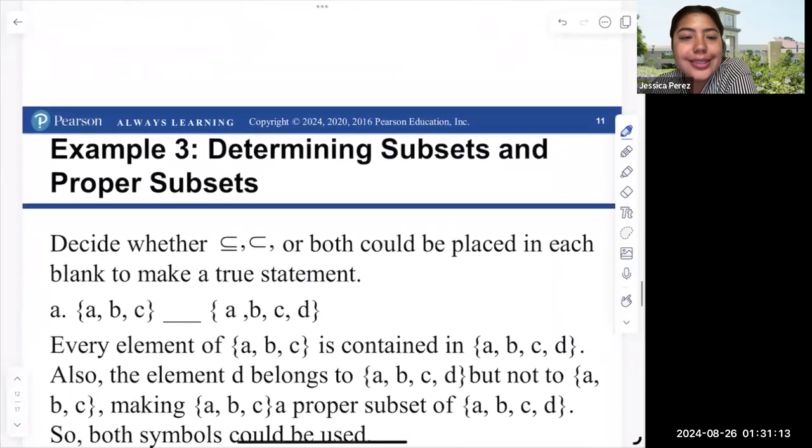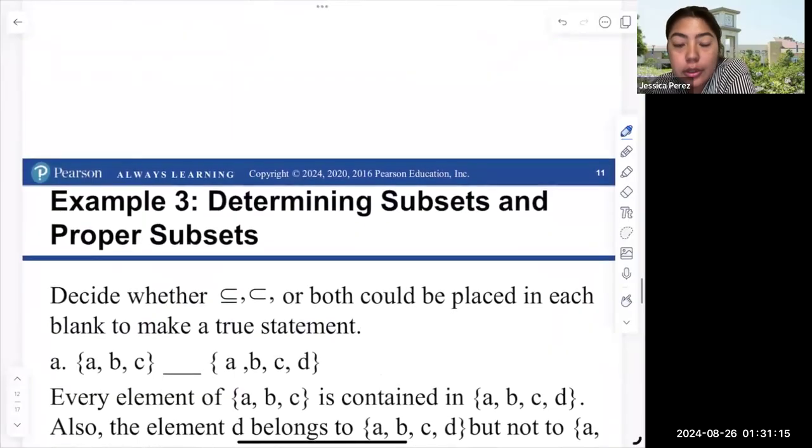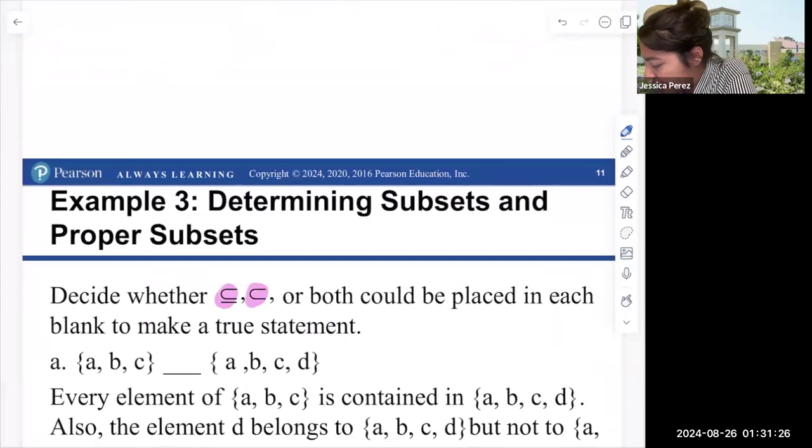Now, decide whether to use a subset, a proper, or both. Let's look at the first example: A, B, C and A, B, C, A, B, C, A, B, C. They're not equal, so I can't use equality, but this is bigger. The other set, A, B, C, D, is bigger than the first set. So this is a proper.